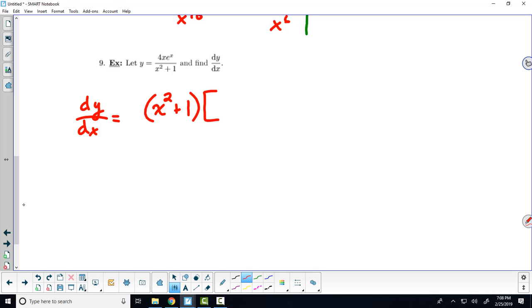Then we're going to multiply that by the derivative of the top. So here's the b, and then we're going to take the derivative of the top. What is the derivative of the top? Now we're going to do a product rule. I'm just going to work it out here. So how do I do the derivative of a product? It's the first times the derivative of the second plus the second times the derivative of the first. All of that is the derivative of the top.